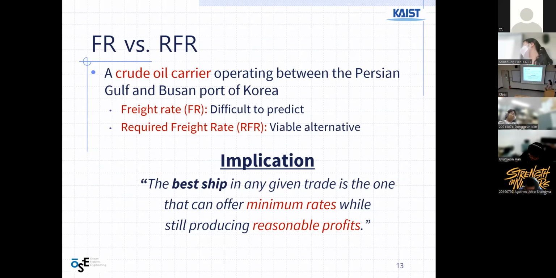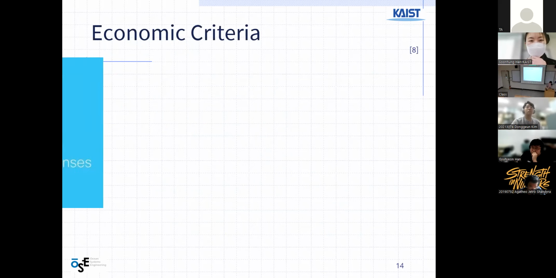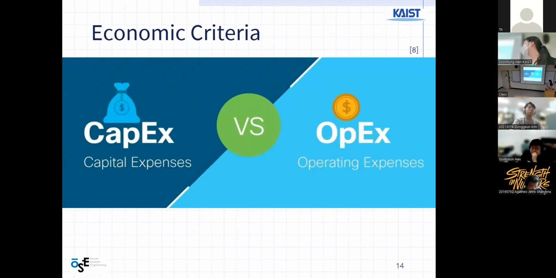This implies that the best ship in any given trade is the one that can offer a minimum rate while still producing reasonable profits. So it's also all about efficiency when we're designing a certain type of ship. You have to produce something with the maximum kind of effort, or at least reasonable effort, by offering a minimum rate.